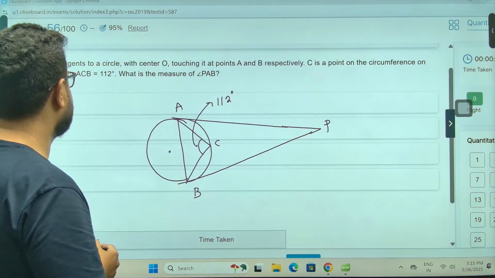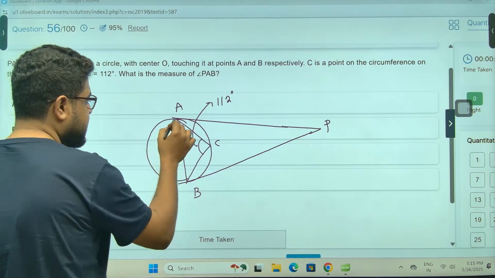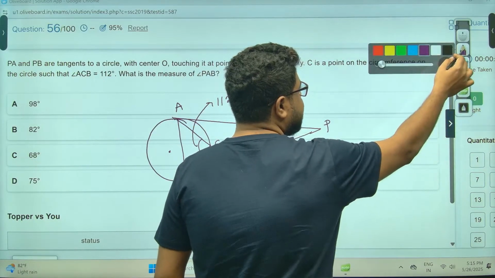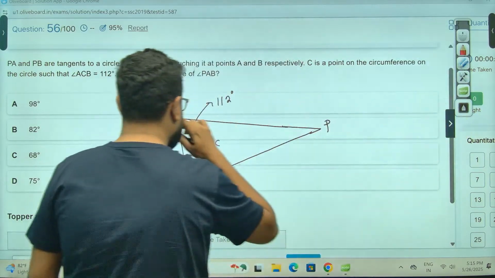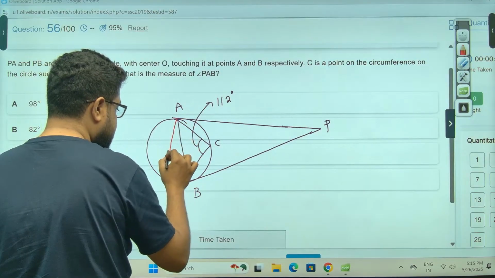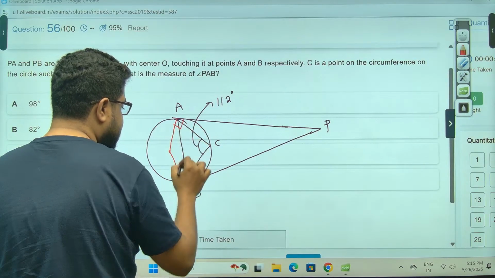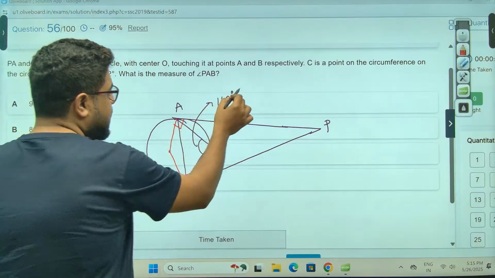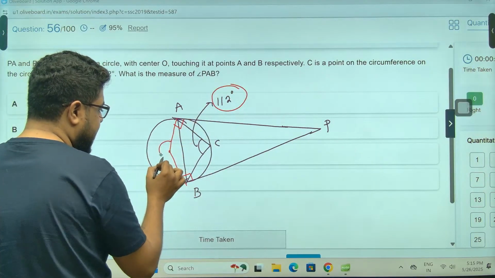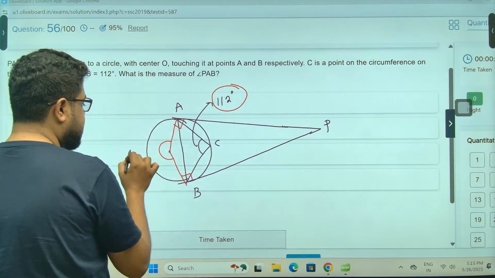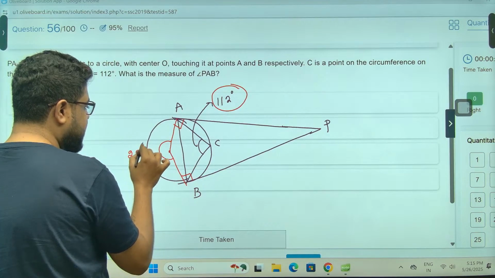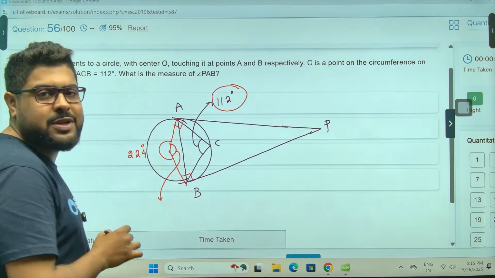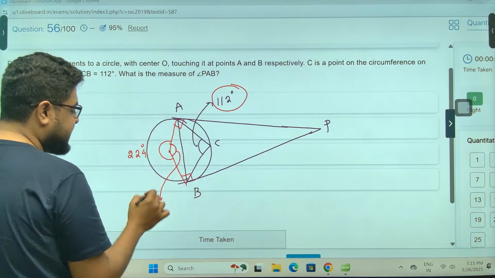Acha, sir. Let us do just one more thing. It's not a very difficult question. Easy question only, sir. Why? Because we know this is 90, this is 90. Correct, sir? Now, if this is 112 degrees, everyone, this angle has to be double of this. That is 224 degrees. Then this angle must be how much, sir? This angle must be 360 minus this.